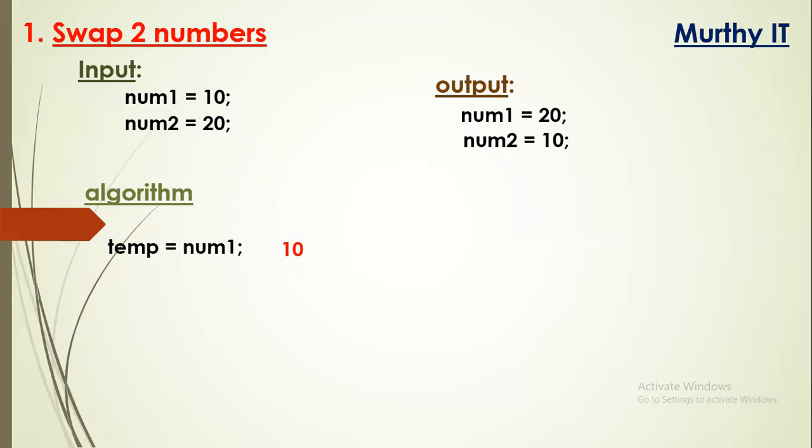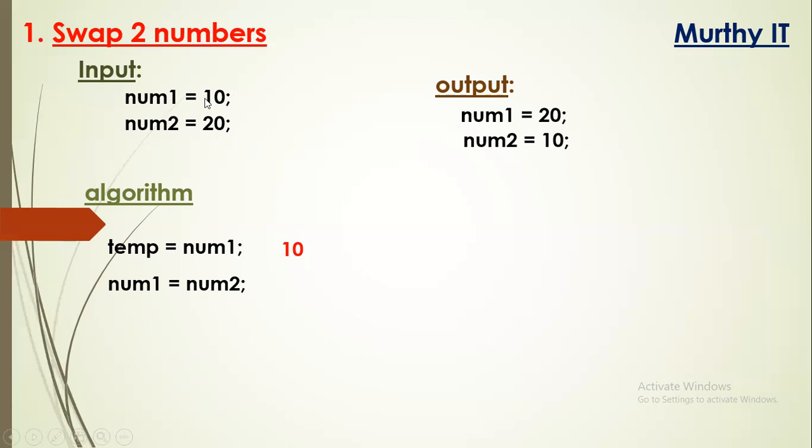Now what do we want here? Number 1 equal to 20, we want to show in the output. But who is having 20 in the input? Number 2 is having 20. So if you say number 1 equal to number 2, then what will happen? Whatever value is in number 2 will be stored in the number 1 variable. Number 2 is having 20, so this 20 will be stored into the number 1 variable.